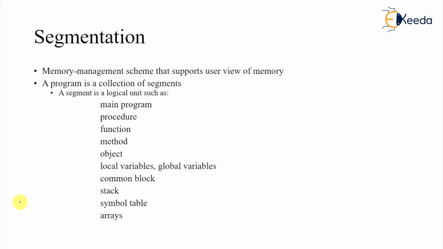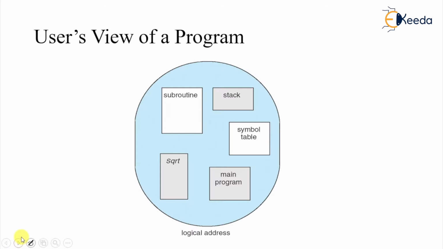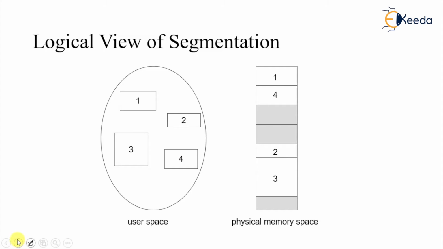Okay, so the memory management scheme supports the user view of memory. A program is a collection of segments. A logical segment can be the main program, procedure, function, method, object, local and global variables, common block, stack, symbol table, or array. So these all can be segments, and we can have different segments. That is the logical address space, and it is divided into different segments. So there is user space with segments 1, 2, 3, 4, and they can be of variable length.